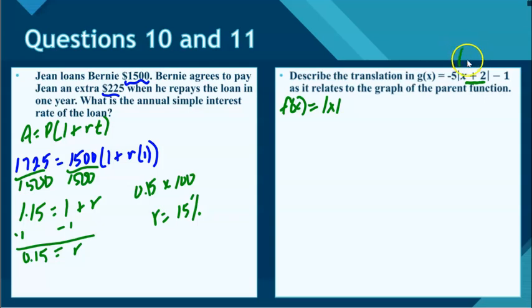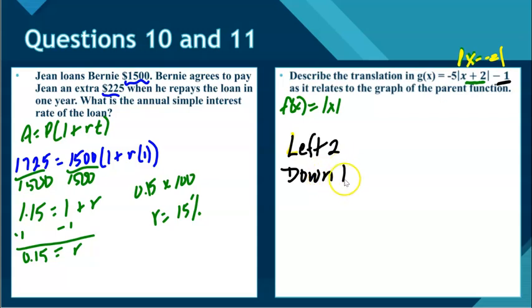But remember here, this is really going to be x minus a negative 2. So let me write that with a different color. So it'd be the absolute value of x minus negative 2, which means our h is going to be a negative 2, which means that's going to go to the left. So we go left 2. And then the minus 1 here tells us that it's going down 1 because that's our k. So the vertex went left 2, down 1.